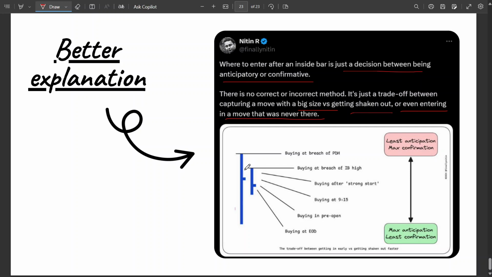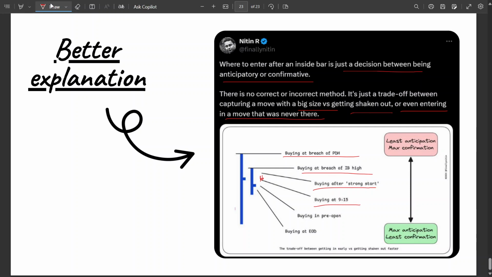So there are multiple ways, right? This is a typical inside bar structure. If you're buying, there are multiple ways. Buying at the breach of the previous day high or the breach of the mother candle, buying at the breach of the inside bar high, right? Whatever the inside bar is, for the next candle that is formed, you enter somewhere around here. Another way to enter is buying after a strong start.